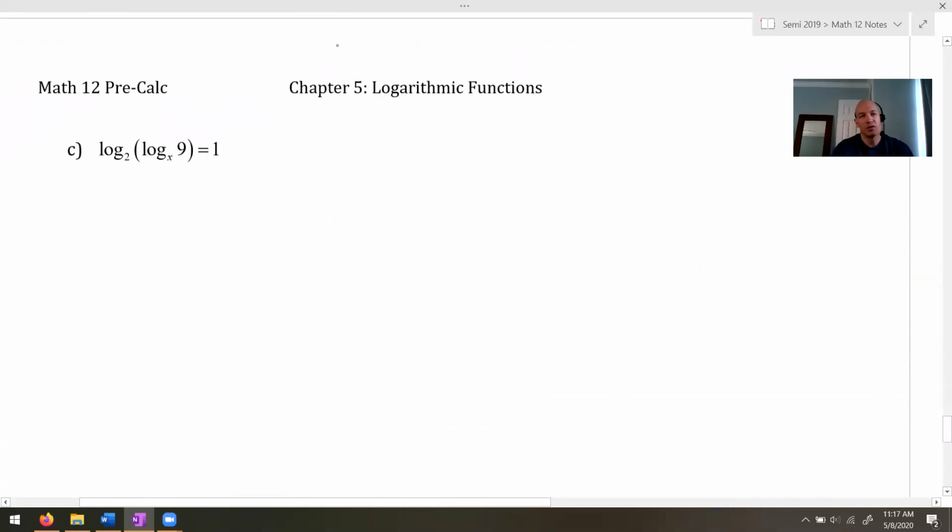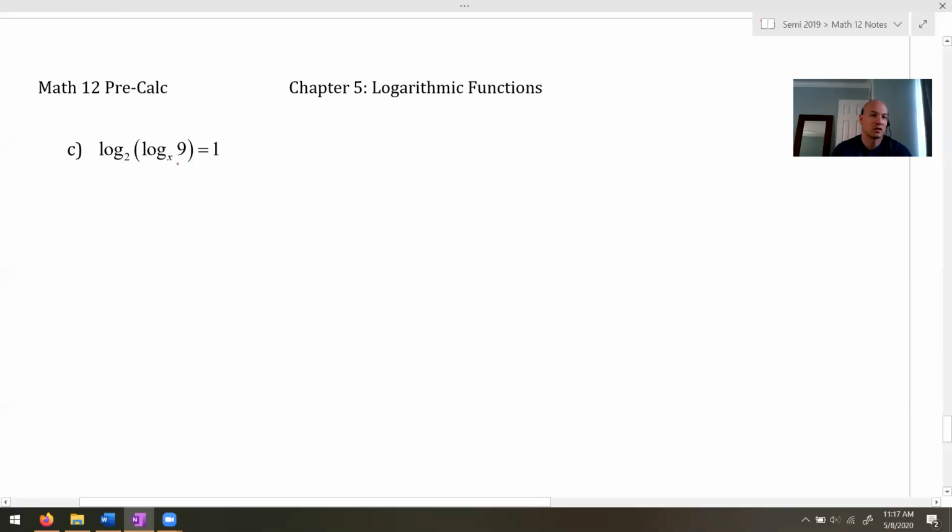Okay, here's a slightly different style of log question. This one usually makes people have a bit of a heart attack, but I really want to encourage people not to freak out too much when they see something that's different. Remember, you've got 3 basic rules. Well, maybe you've got 4: the product law, the quotient law, the power law, and the change of base rule.